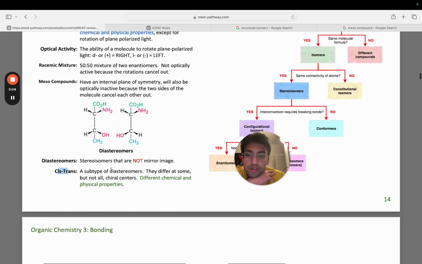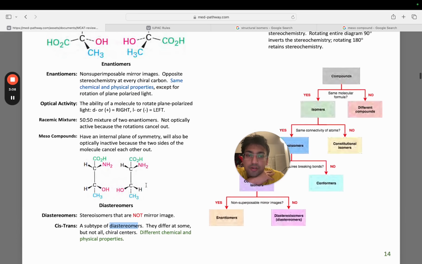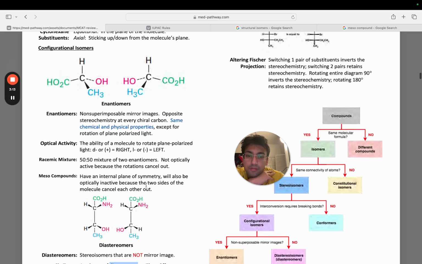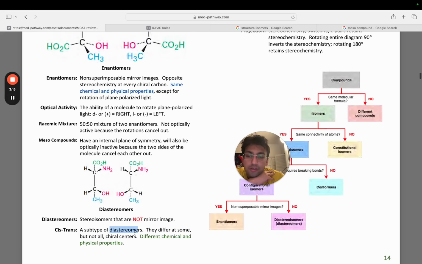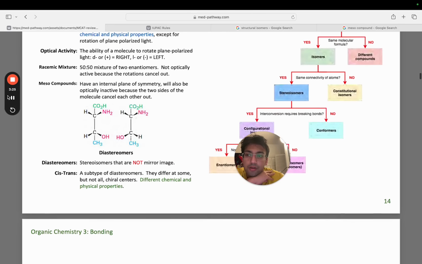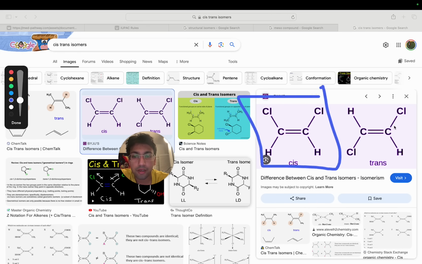Okay, then we have cis-trans. These are a different subtype of diastereomer. These are basically stereoisomers that have different chemical and different physical properties, and they differ at some but not all of the chiral centers. So I want to show you an example of that. This is an example of cis-trans isomers, and this might actually show up on your MCAT. I remember on my exam it did.